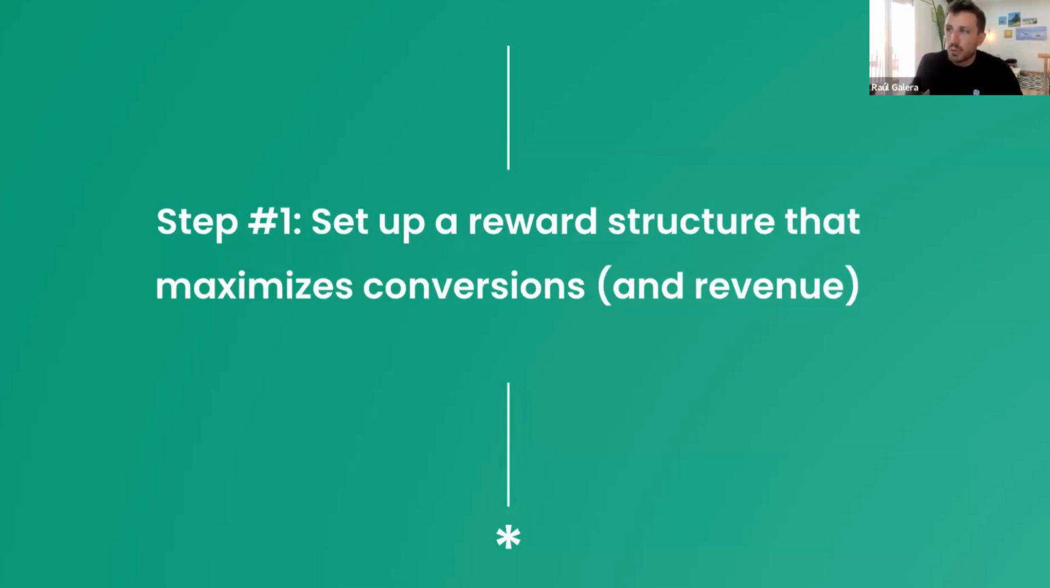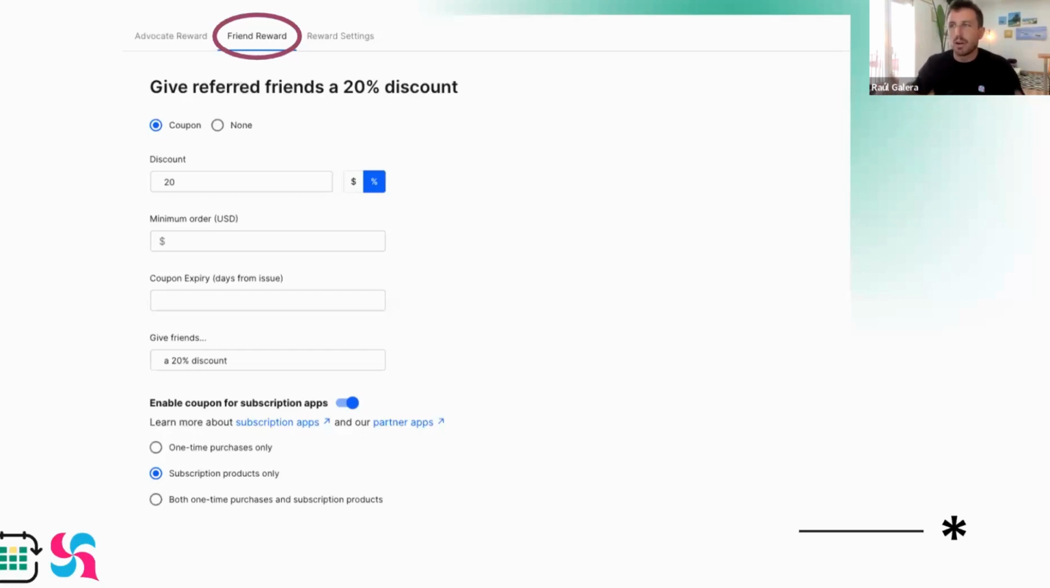So the first one is to set up a reward structure that maximizes conversions and obviously revenue. We're going to go step by step. In a referral program, we have the advocate, which is the existing customer that's going to refer you to their friends and family. And then we also have the friend, who is the new customer, the person who hasn't turned into a subscriber yet, and we're going to get them to convert into a customer. So we're going to focus on the friend reward.